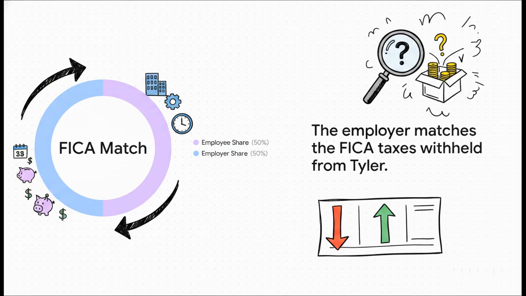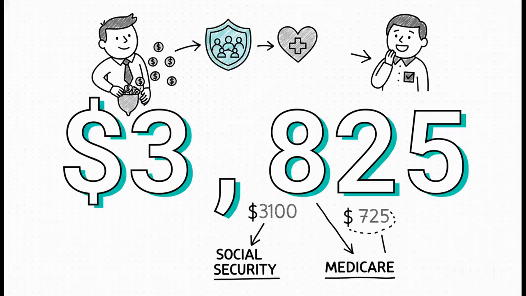But you know what? That is only half the story. Because here is the absolutely crucial point. Employers must withhold those taxes from you, yes, but they also have to match them dollar for dollar. On top of what was withheld from Tyler, his employer reaches into their own pockets and pays another $3,100 for Social Security and another $725 for Medicare entirely on Tyler's behalf. That is a total of $3,825. So the employer is actually paying taxes on your behalf that you never even see. That money goes straight toward funding your future Social Security and Medicare coverage.